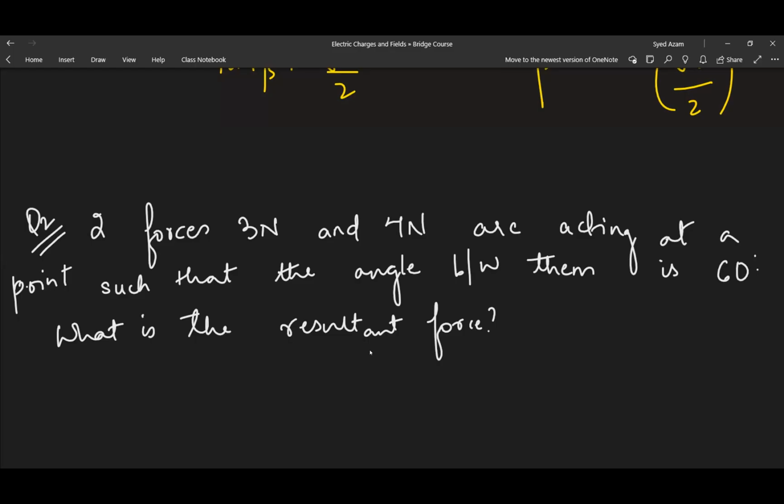Ma'am, I got the answer. It is root 37 and... Direction? Yes, that is right. The magnitude is right. Very good. It is root 37 Newton. What's the direction? I didn't find the direction. I just found this one. Okay, the direction you can tell.